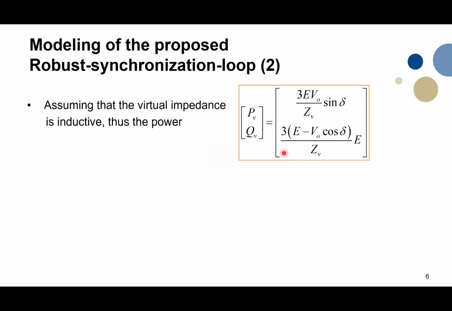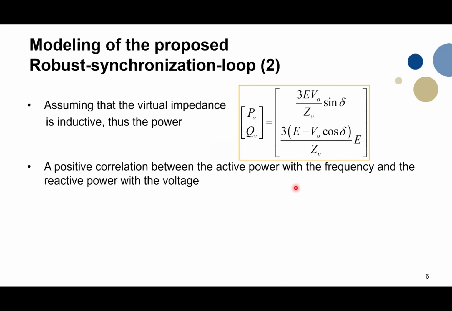So we got the virtual power equation, and from this equation we see that the active power is related to the phase or frequency, this is the phase error between these two voltages, and the reactive power is related to the voltage magnitude. So we see two correlations between these two voltages. It's the active power with frequency and the reactive power with the voltage. So these two equations give us some hints how to estimate the frequency and the voltage.